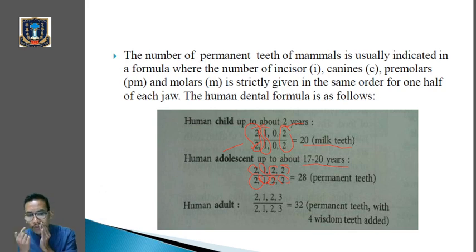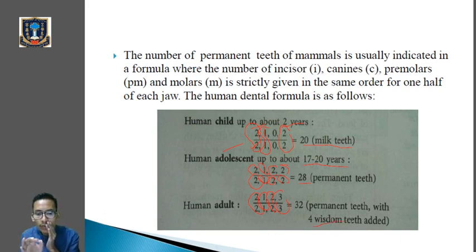So altogether how many teeth? 14 plus 14 will be 28. So in human adolescents how many permanent teeth are we going to find? 28 permanent teeth. Similarly let's go to the human adult. For 1/2 of each jaw we are finding 4 incisors, 2 canines, 4 premolars and 6 molars. Over here there are how many wisdom teeth? 4 wisdom teeth included.